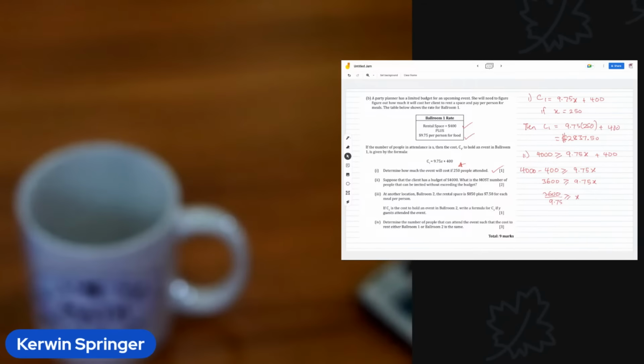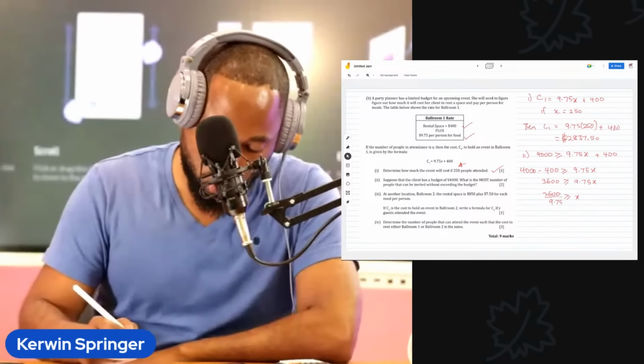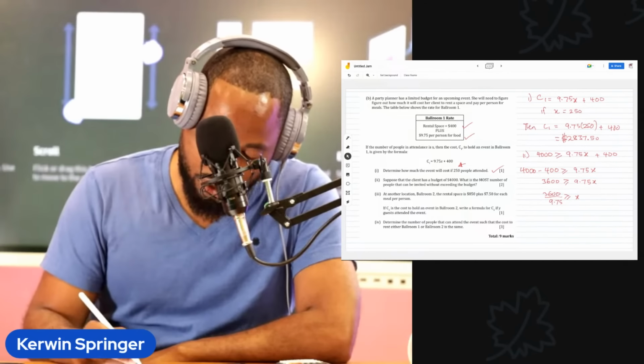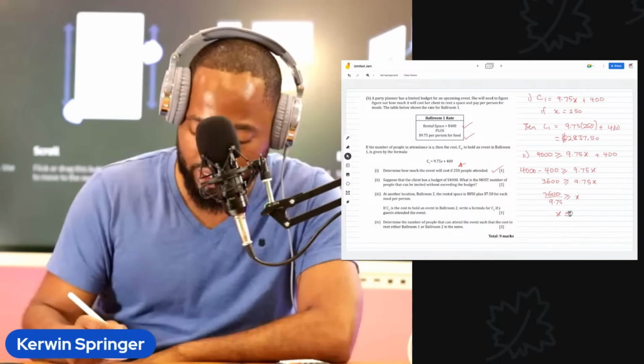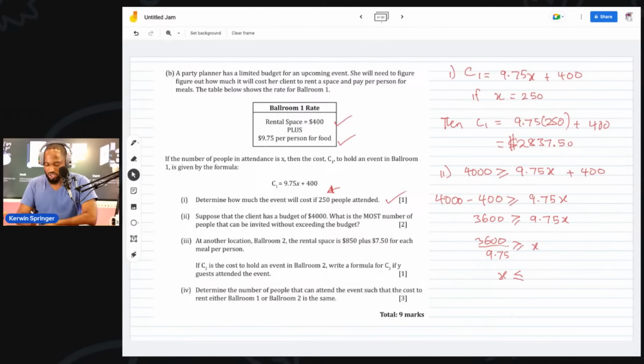4800 over 13. Now I'm going to do a switch around here, but if I swap left-hand and right-hand side, I need to flip the inequality sign, right? So this is 369.2. Because what is the most number of people that can be invited? We can't have 0.2 of a person. We need to say x could only be 369.